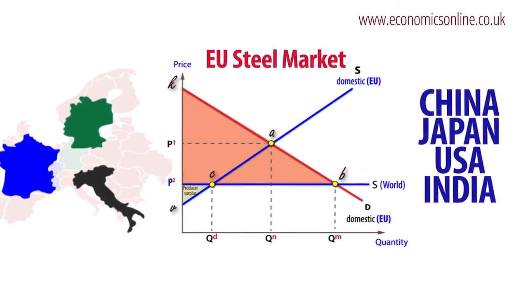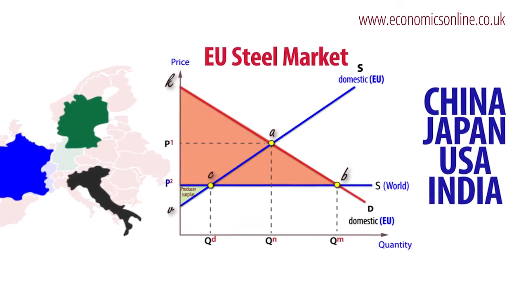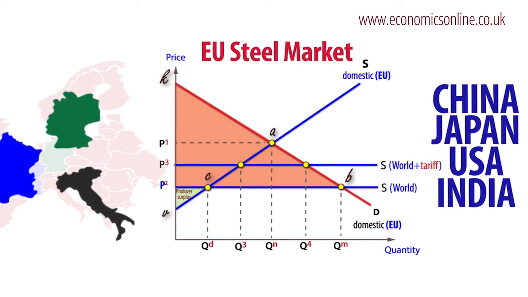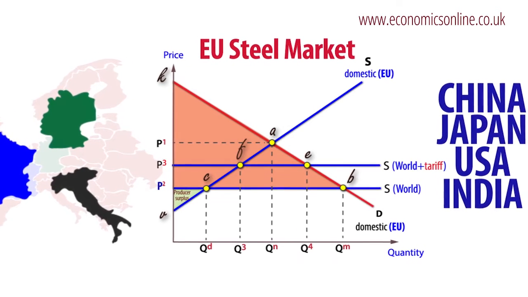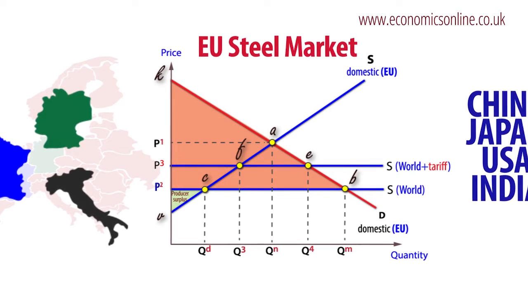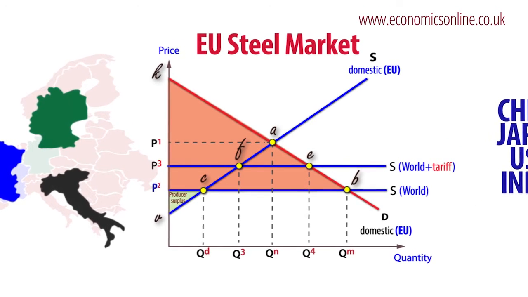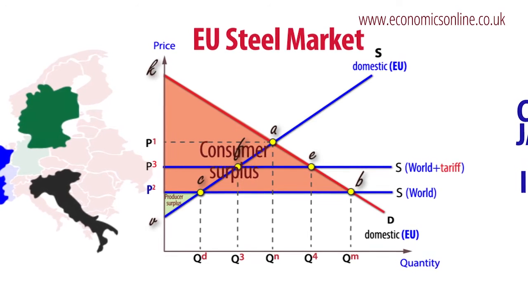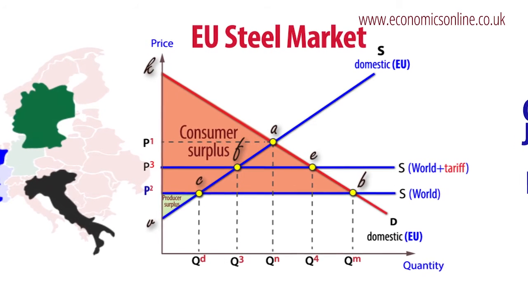The effect is to vertically shift the world supply curve by the amount of the tariff. Demand now contracts from B to E. Domestic supply now extends from C to F. While consumer surplus falls, producer surplus increases. The net effect is a loss of consumer surplus of the area F, E, B and C.